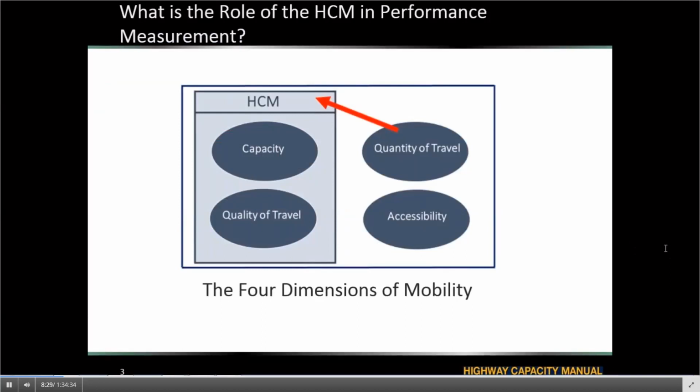However, keep in mind that a good performance measurement framework must look at all dimensions or multiple dimensions. For example, looking just at the quantity of travel is not enough to evaluate a system.